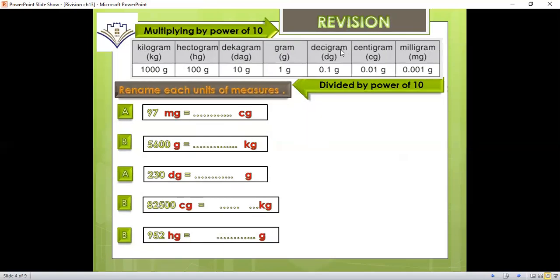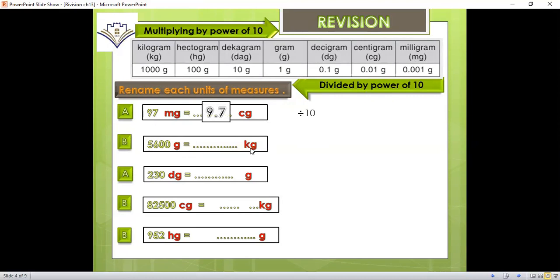The third slide is talking about the measurements for mass. 97 milligram equals dots centigram. What is milligram? This milligram to centigram. Then divide or multiply from least to greatest. Divided by one place, divided by 10. Then 97 divided 10 moves the point one place. Then the point is between 9 and 7. The answer is 9.7 centigram.